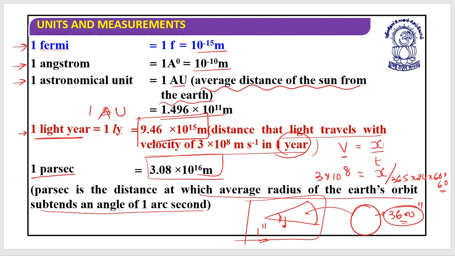You must know Fermi, you must know the Armstrong, you must know the astronomical unit, light year, parsec, and all this. In addition, you must know millimeter. Do you know this? Yes, it's 10 to the power minus 3 meter. Very good. Next, 1 micrometer. This is the symbol mu, micro. It is 10 to the power minus 6 meter. Next, nanometer. It is 10 to the power minus 9 meter.